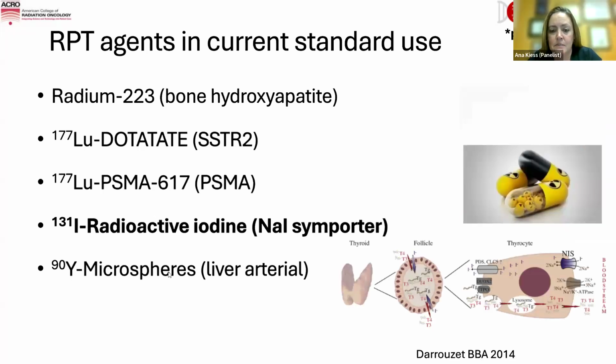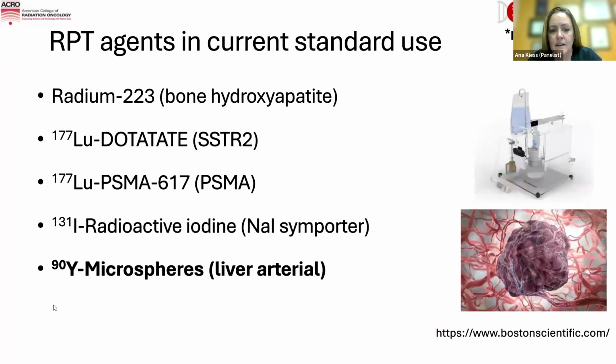And radioactive iodine has been in use for decades. This is like the original theranostic agent. It's given orally, and it targets through the sodium iodide symporter. The thyroid follicles can be given for hyperthyroidism or for thyroid cancer. And it was introduced back in the 1950s. And next slide.